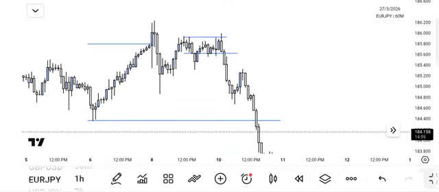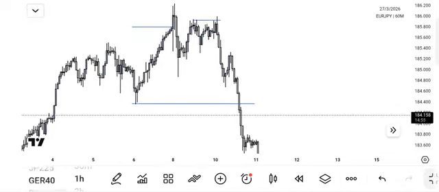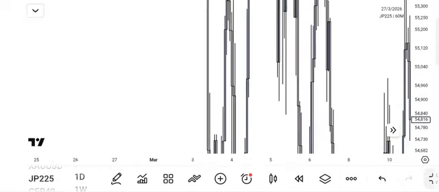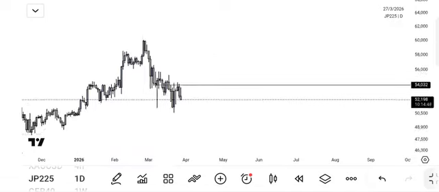So there was a move on Japan 225. I saw it this morning when I was checking something. So this was still the same thing that happened.